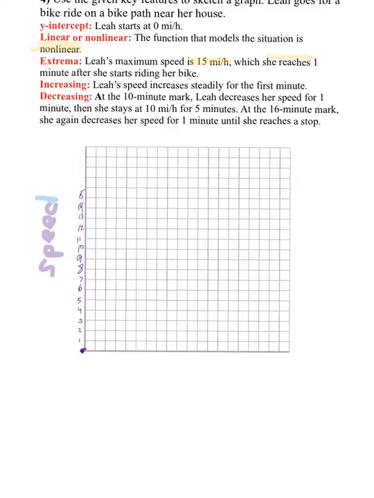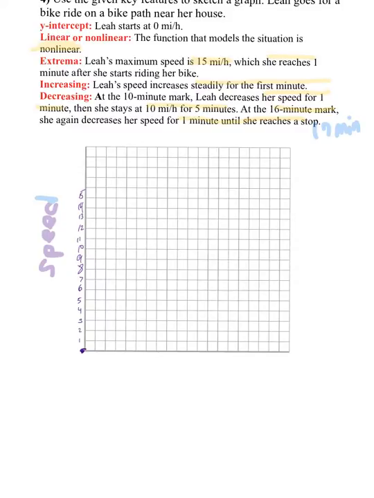We know her speed is increasing steadily for the first minute. Well, that makes sense from what we were told about the extrema. We know at the 10-minute mark, Leah decreased her speed for 1 minute. And then she stayed at 10 miles an hour for 5 minutes. At the 16-minute mark, she again decreased her speed for 1 minute until she reached the stop. In other words, her trip took 17 minutes. So my graph has to go up to 17.